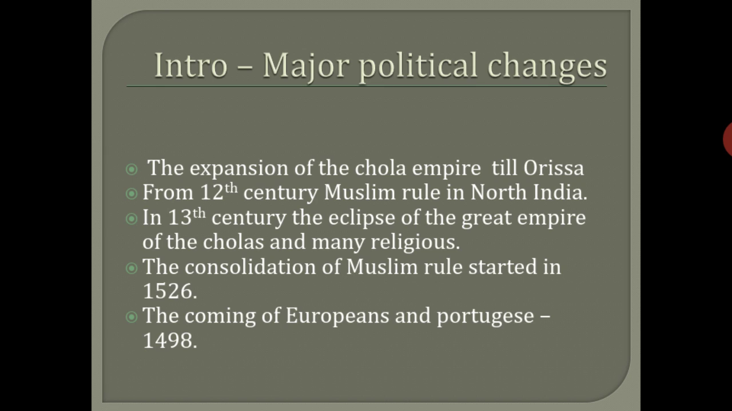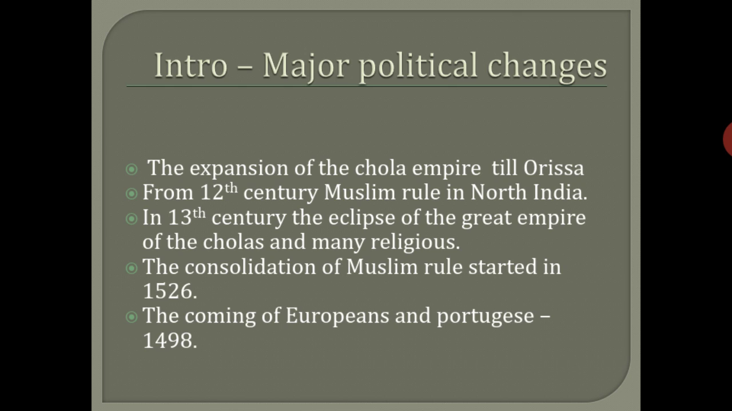The consolidation of Muslims started in 1526. After Rajaraja Chola, in the 12th century, Muslim rule, not Mughals, was started, and after that it spread around the north alone. In the 13th century, South India became home to different religious kingdoms. After that, slowly they also started to decline.